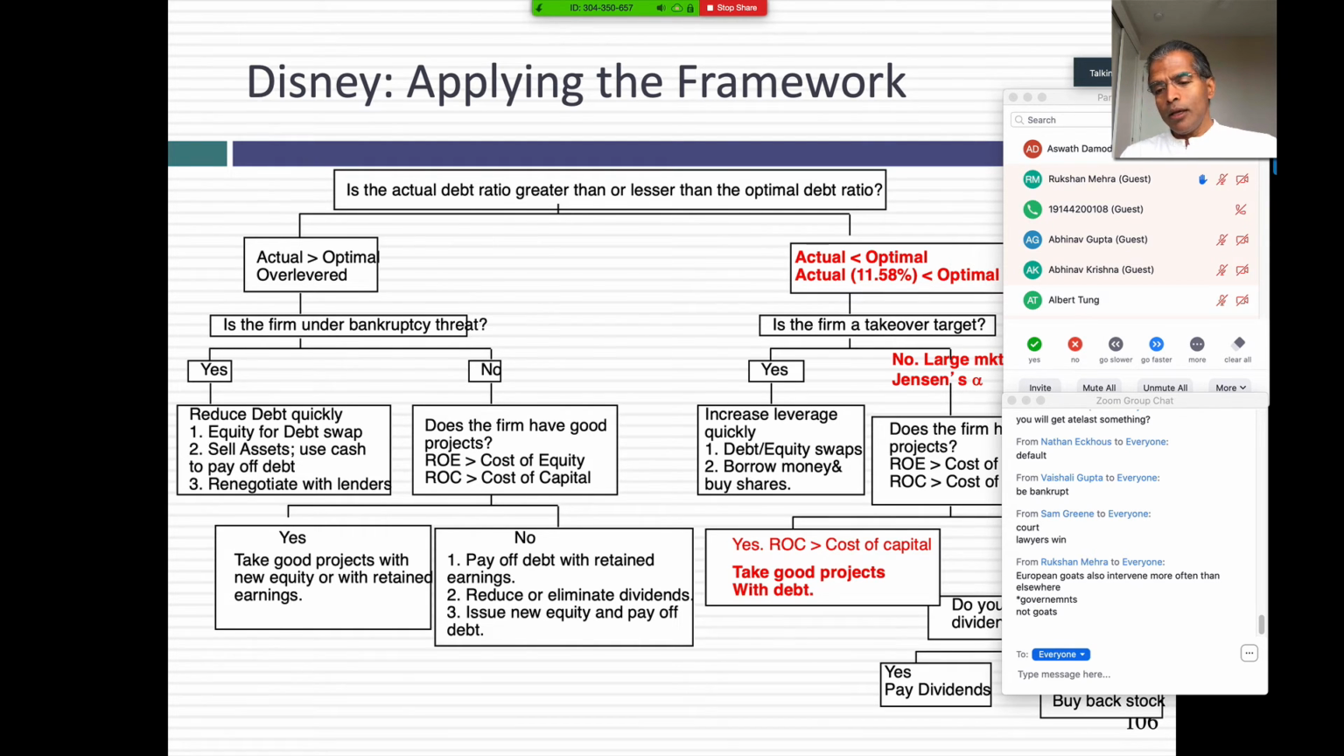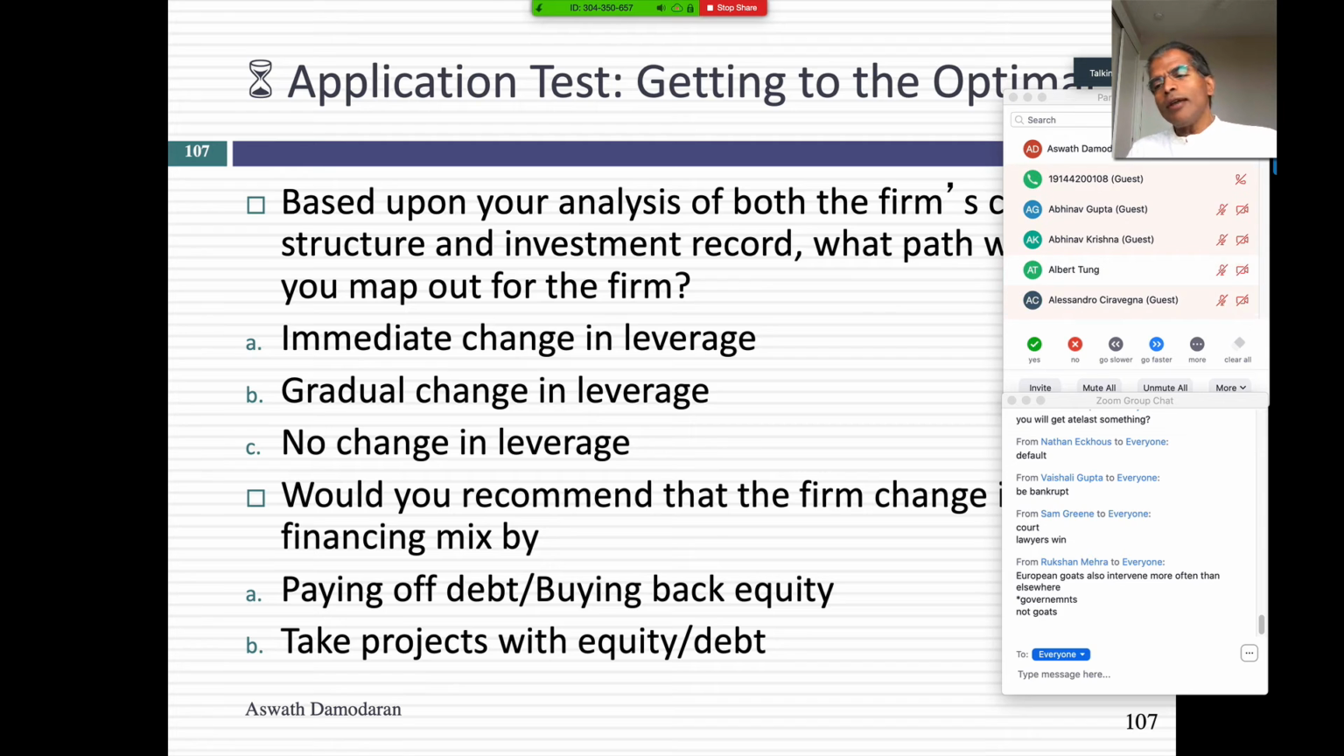Okay. So now try this for your company. As I said, there's nothing more effective than doing this for your company to see the framework play out. So do the optimal. If your firm is underlevered, ask yourself, am I the potential target of a takeover? If it's overlevered, am I under threat of bankruptcy? Because that's going to determine whether you should have an immediate change or a gradual change, whether you have time as your ally or whether you don't.